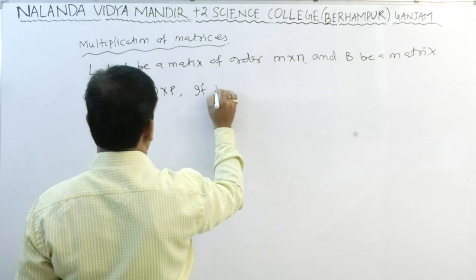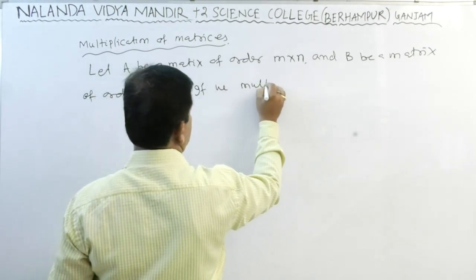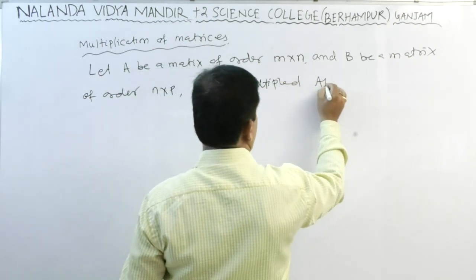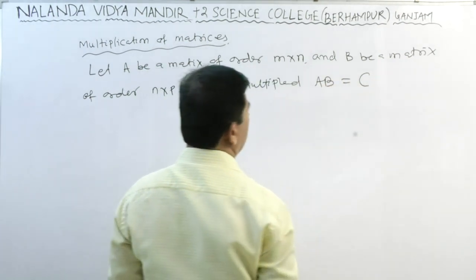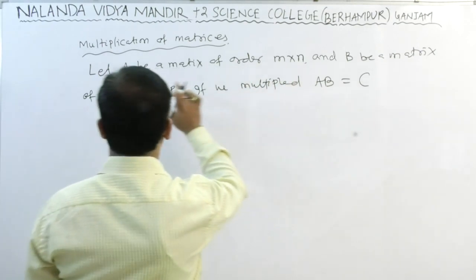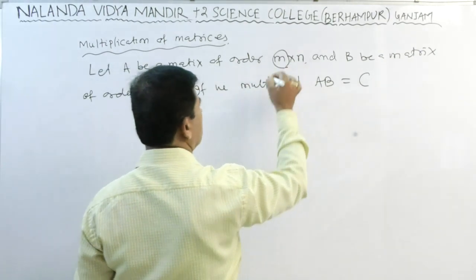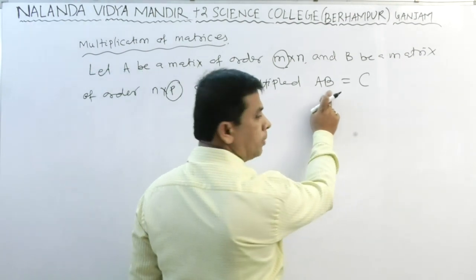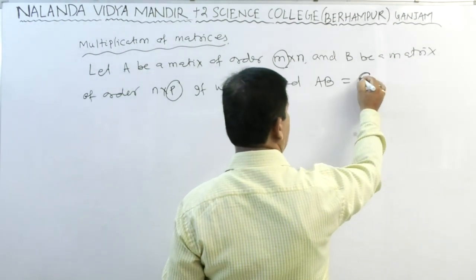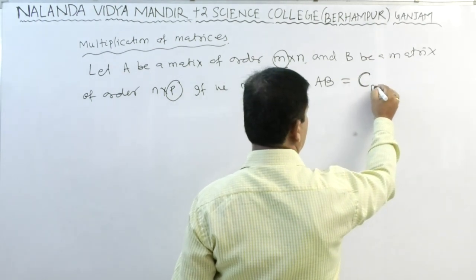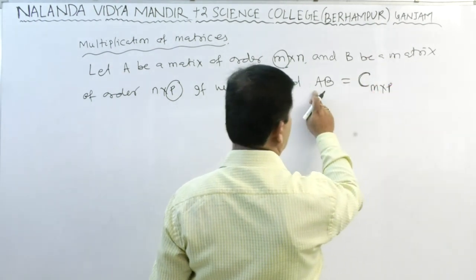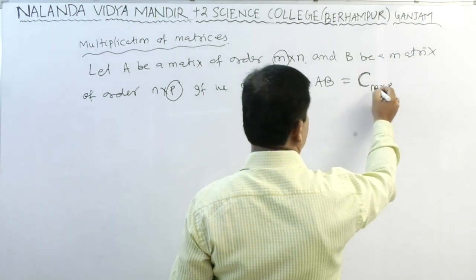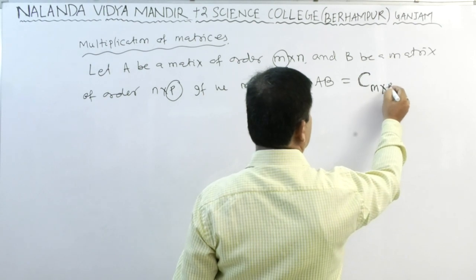If we multiply A with B, let's say that is C, and the order of matrix C is number of rows in A cross number of columns in B. Therefore, if we multiply AB, we get the matrix C, and the order of the matrix C is m cross p: number of rows in A and number of columns in B.